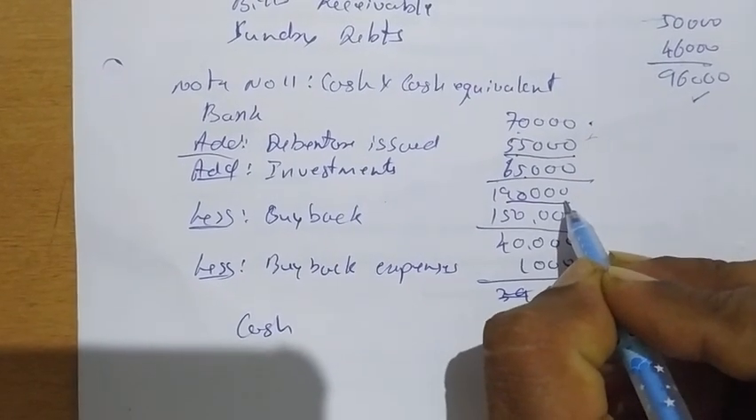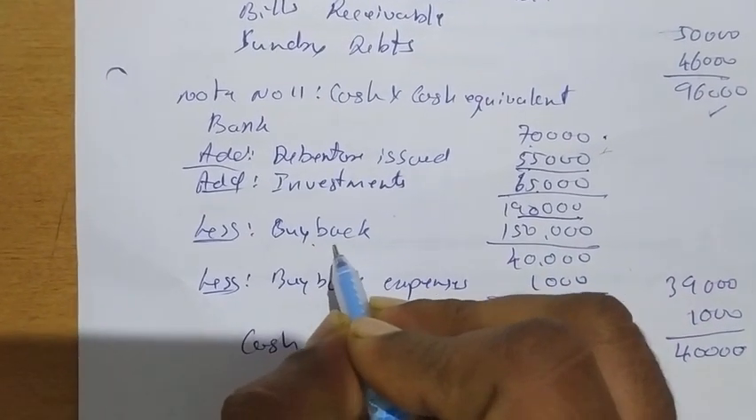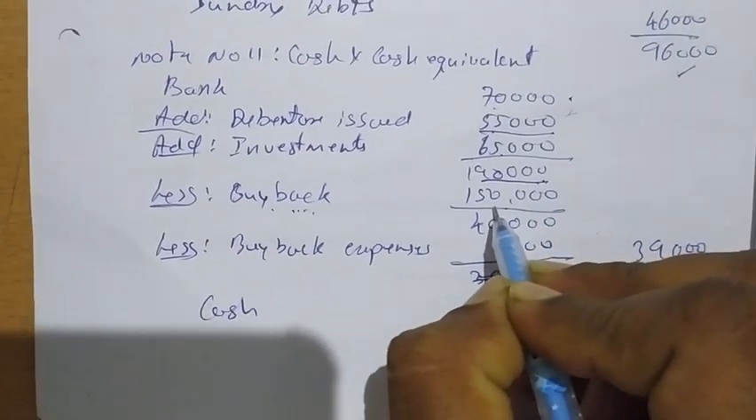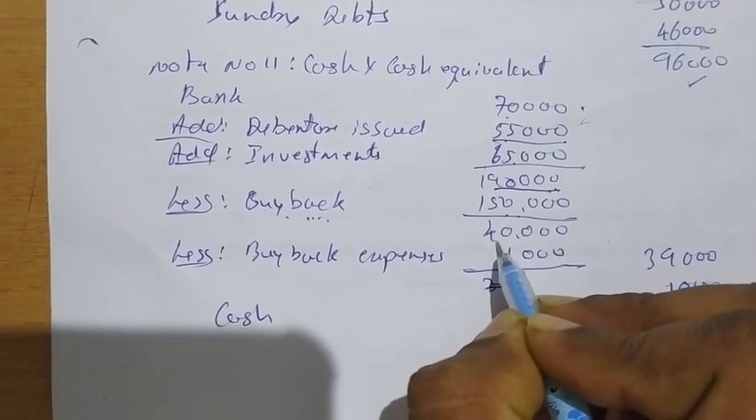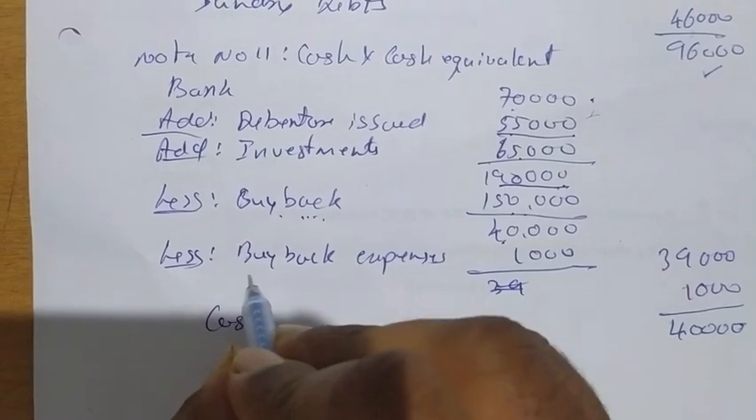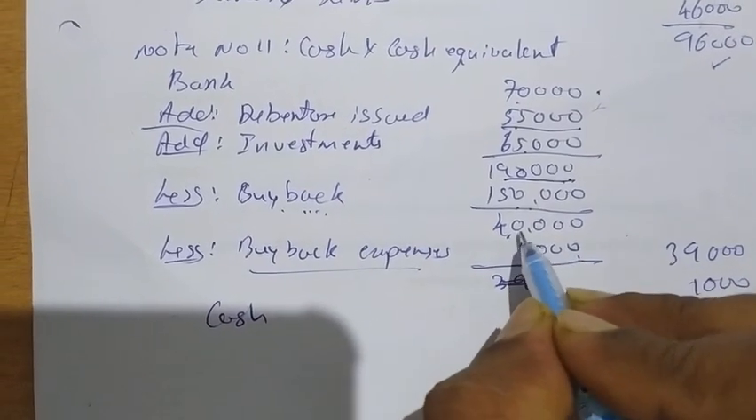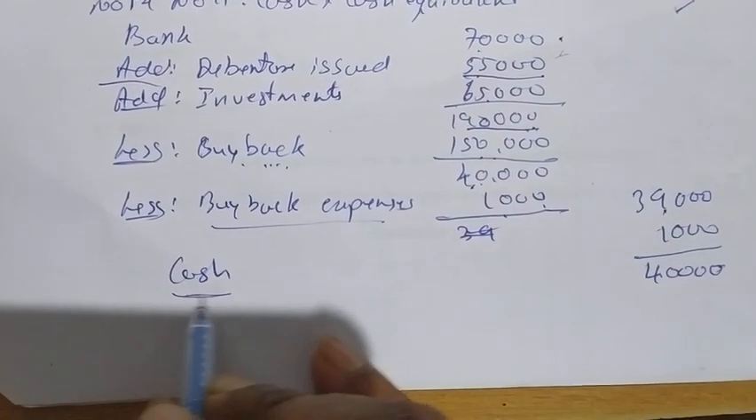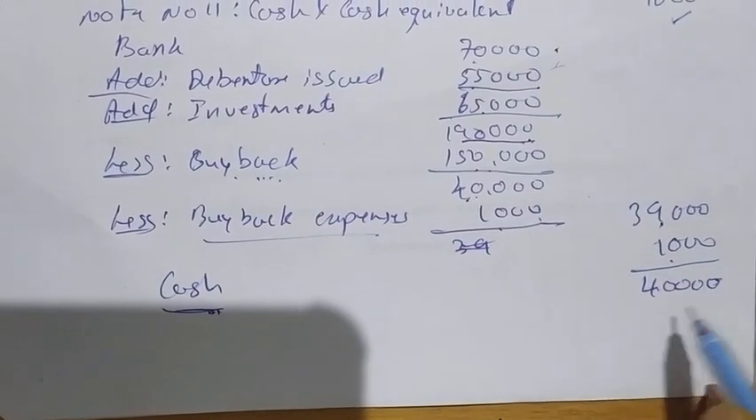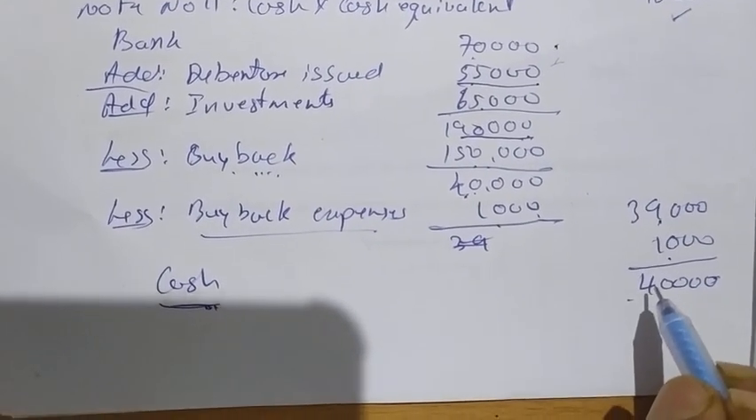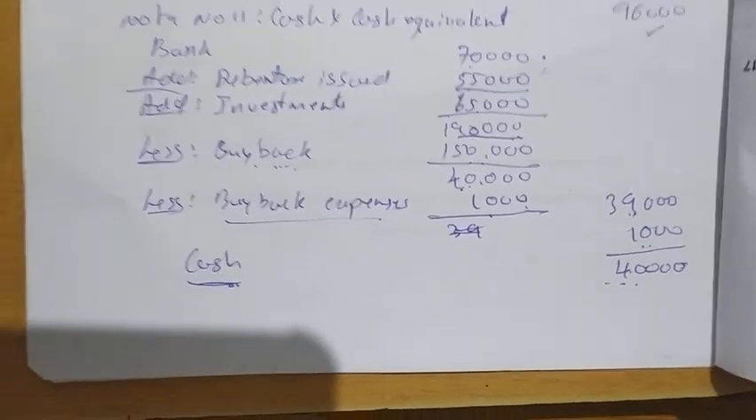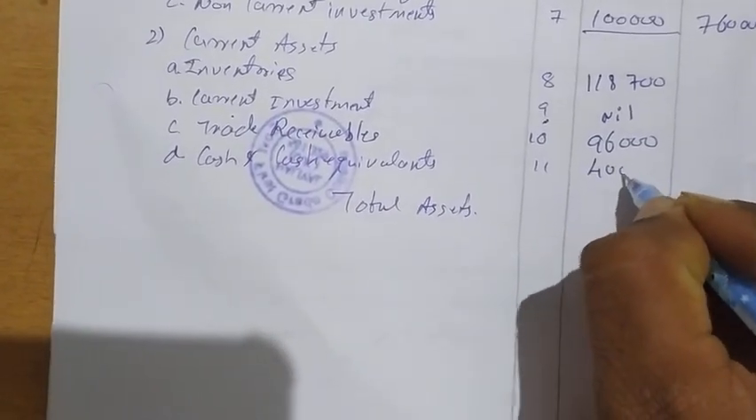From this 1,90,000, we paid for the buyback of shares 1,50,000. So 1,90,000 minus 1,50,000, 40,000. Now we made one more payment, buyback expenses of 1,000 rupees. So 40,000 minus 1,000, 39,000. No change in cash in hand, so 1,000 remains the same. Finally, total cash and cash equivalent in the balance sheet shows 39,000 plus 1,000, total 40,000. So all the assets are over.